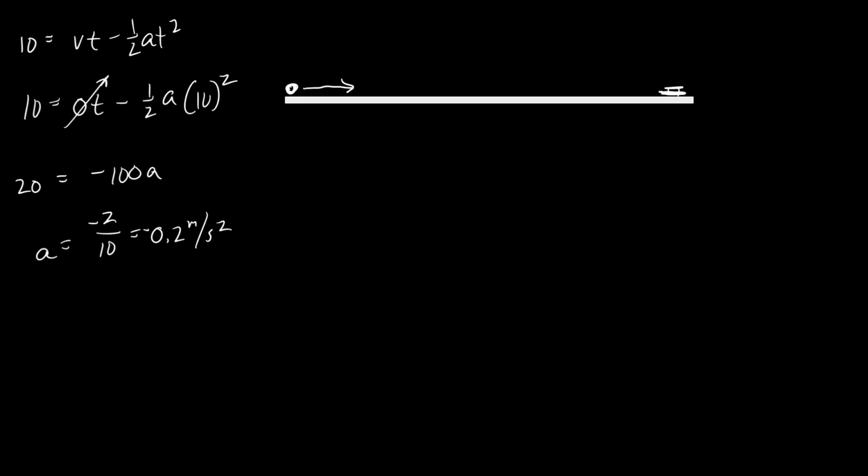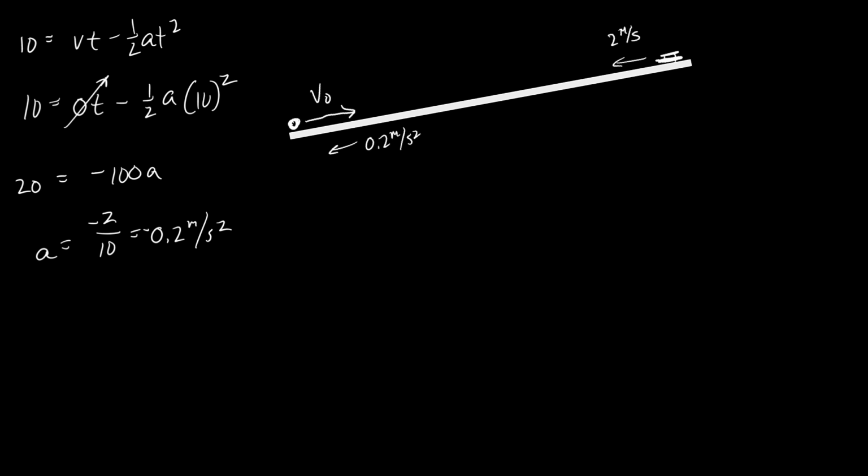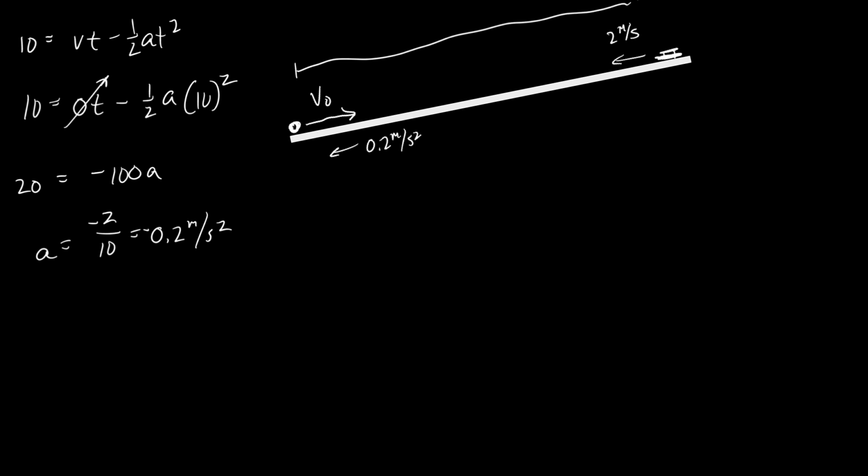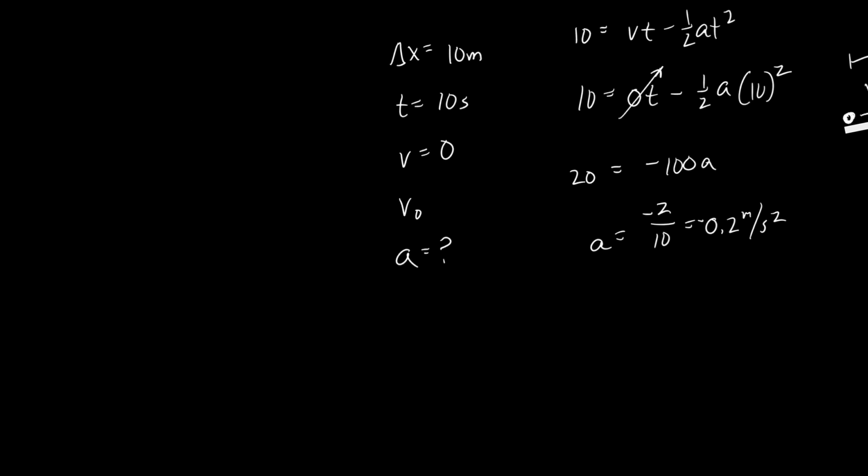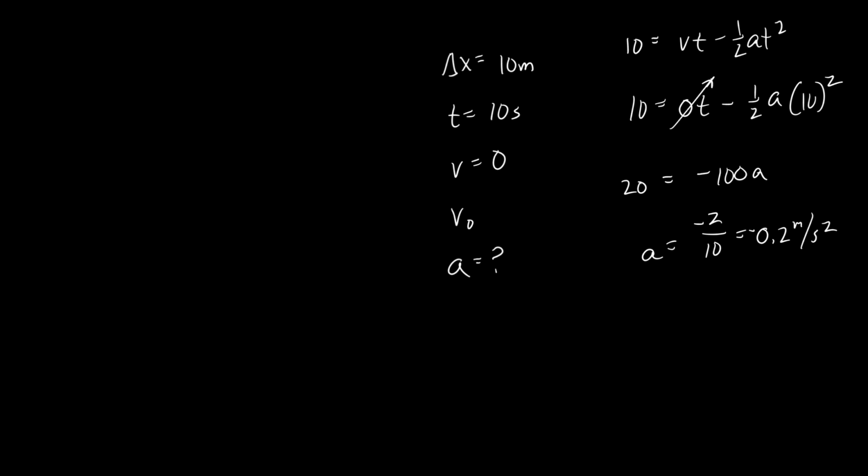Okay, so we don't know what this original speed is either. We're going to have to deal with that. But this is going this way at 2 meters per second, and this is experiencing an acceleration of 0.2 meters per second squared. And now there. And the whole thing is 10 meters apart. We will need how fast the ball was rolled upwards. We don't have it. I think there's enough information over here for us to get it.